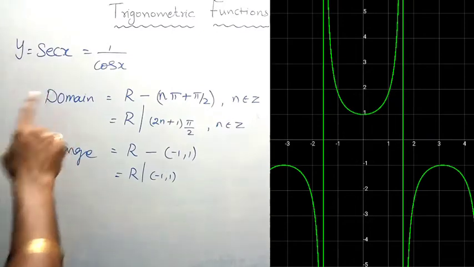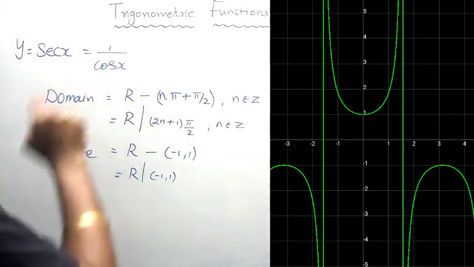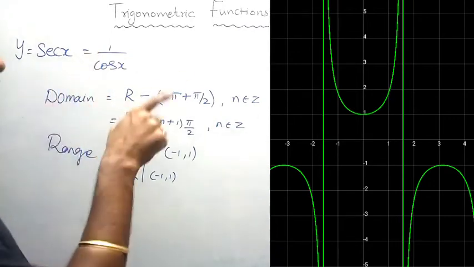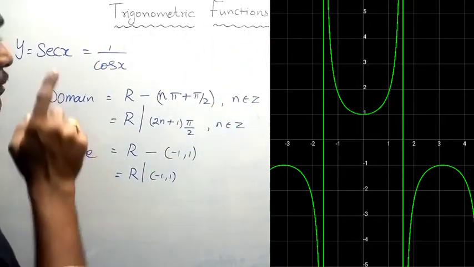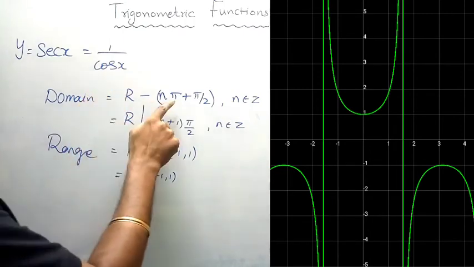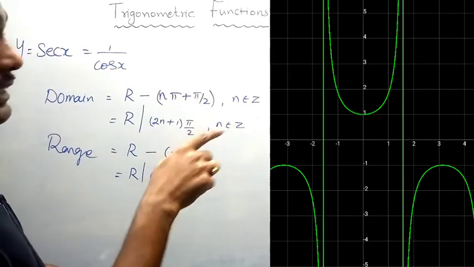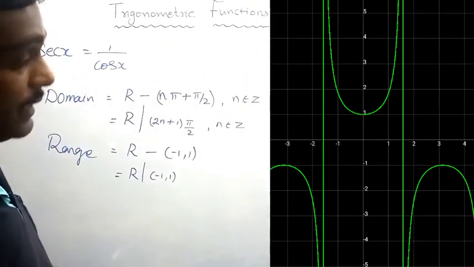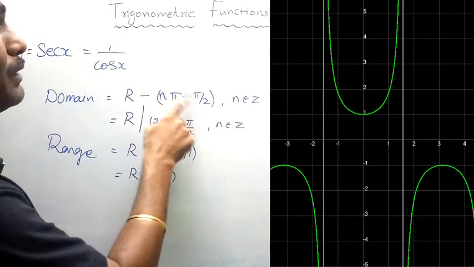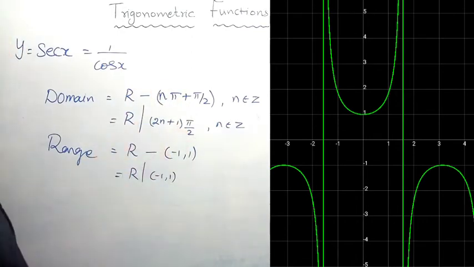So for the secant x curve, which is nothing but 1 by cos x. Why am I writing 1 by cos x? Because it takes all the values, except where cos x becomes 0. When this becomes 0, it becomes infinity. It is not in the real axis. So cos x becomes 0 at n pi plus 90. So secant x has domain the set of all real numbers except n pi plus 90, that is, the set of all real numbers except (2n plus 1) into 90.